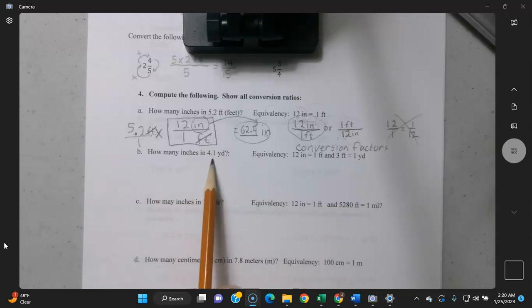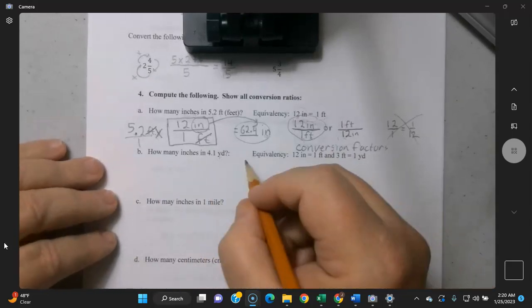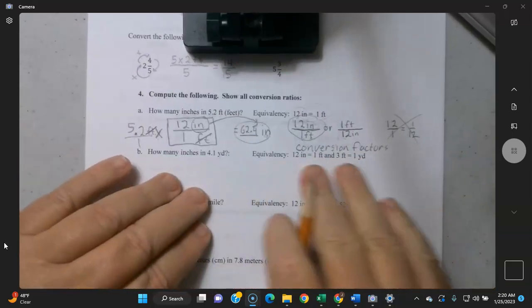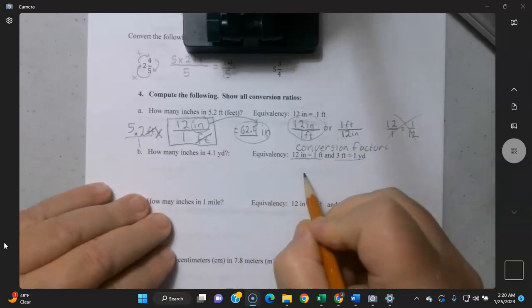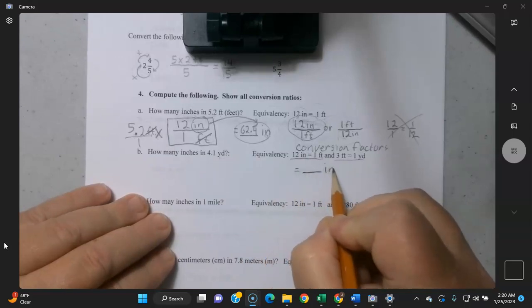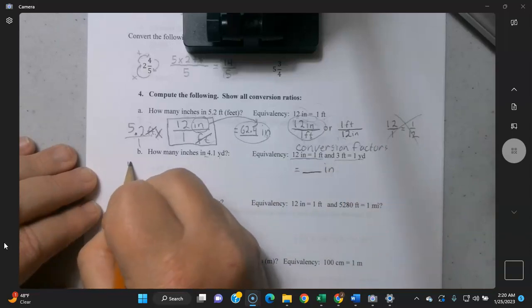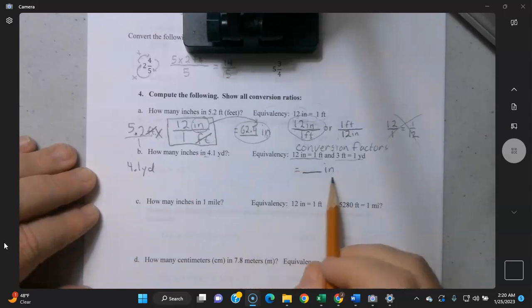Okay, how many inches in 4.1 yards? So what we're trying to find is inches. Okay, so I'm going to write it across here, and then I'm going to write, we have two equivalencies here. We're going to need them, because over here we have inches, and over here we're starting with 4.1 yards. And we need to get to inches.